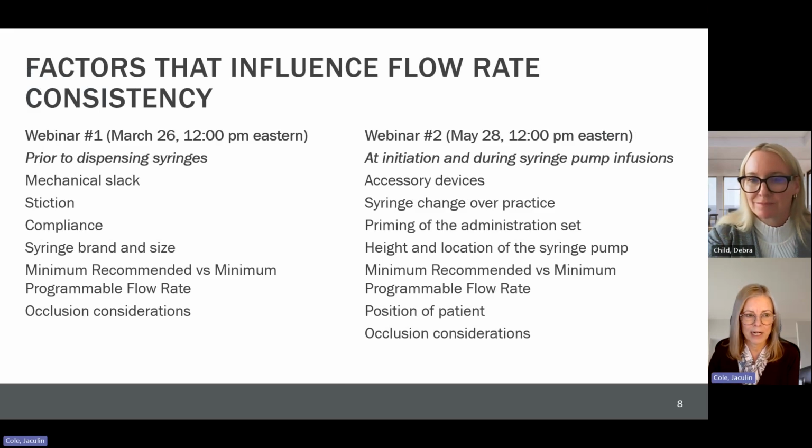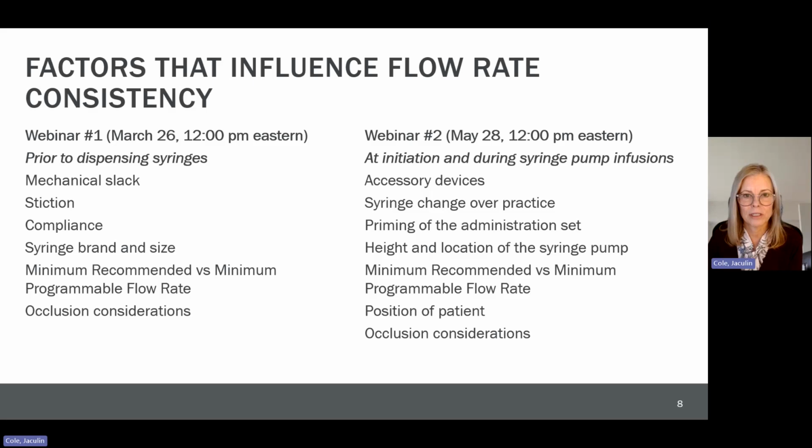So this will be a series of 2 webinars. Today, the first webinar, we're going to talk about factors that influence flow rate consistency before you dispense a syringe. So it's fairly pharmacy-centric. And the second webinar, which will be held in May, is going to be looking at factors that also influence flow rate consistency, but at the initiation and during syringe pump infusions. So it will be more pertinent to end users and nurses, but both nurses and pharmacists will find both of the webinars valuable. And we're intending to deliver the information in smaller bites. So we're aiming for about 30 minutes of content with about 10 to 15 minutes for a Q&A.